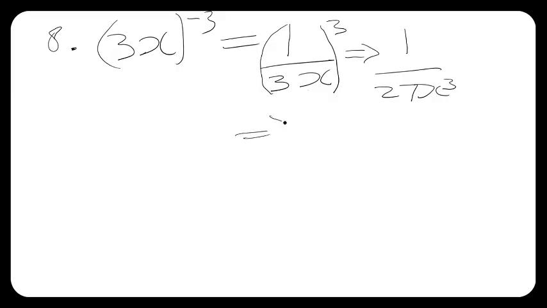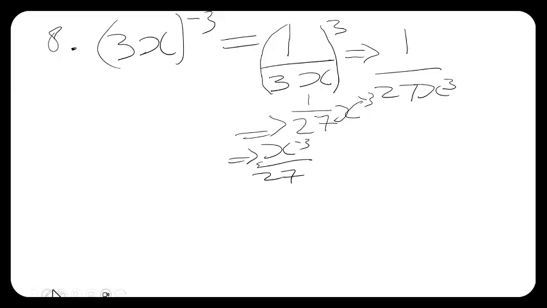And if you wish, you can write it like this: 1 over 27 x to the power minus 3. Do you understand? So you can write it like this if you like: 1 over 27 x to the power minus 3. So it can become x to the power minus 3 over 27. Do you understand? Let's go to the next one.